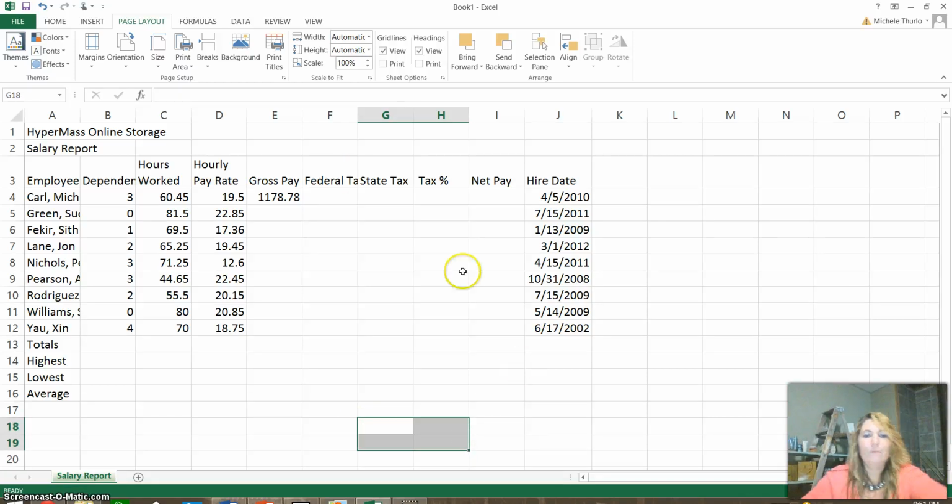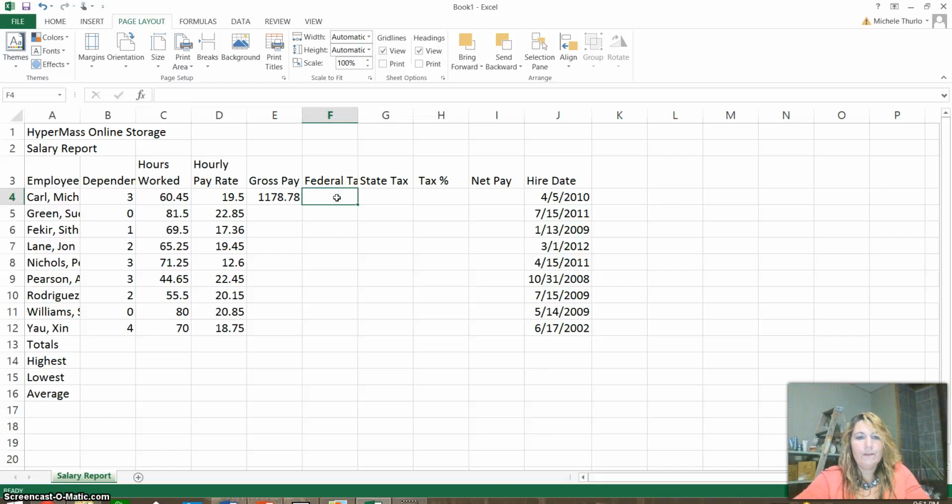Okay, so I'll delete that out and we'll go back up here and we're ready to do our federal tax, and we are in cell F4. The federal tax may seem a little complicated, but whenever you're dealing with the federal government and taxes, things are not usually straightforward. So what you need to do to figure a federal tax is you would take your gross pay. First of all, you're going to take the number of dependents you have times $24.32, because according to this Excel spreadsheet, the government is giving us a $24.32 credit per dependent.